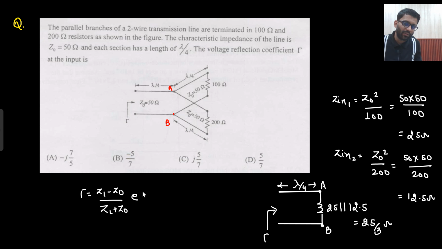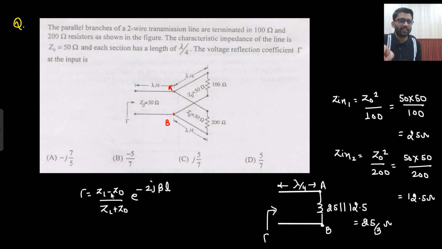So what would that be? E to the power j beta L. What is beta? E to the power minus gamma L. The formula is e to the power minus 2 gamma y. But you need to cover distance L, and L is equal to lambda by 4. But one thing is that this is a lossless transmission line, so it would be j beta. So e to the power minus 2j beta, in place of y I will write down L. Are you getting this point?